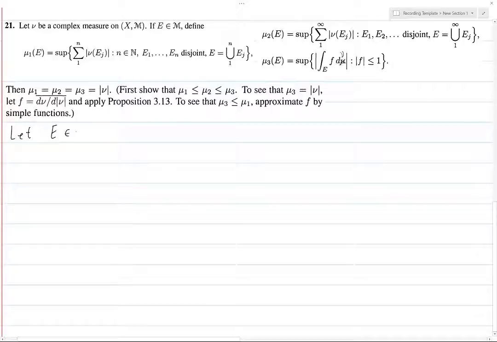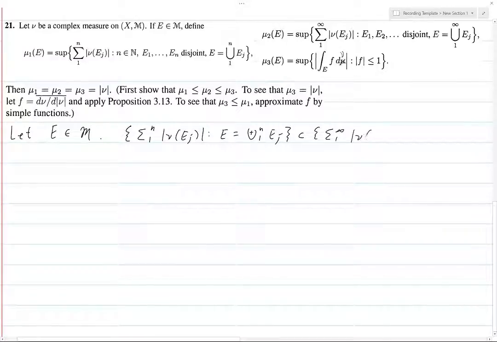So, let E belong to script M. Then this set, the sum of nu of Ej, where E equals the disjoint union from 1 to n of Ej. Well, this is certainly a subset of the sum from 1 to infinity of nu of Ej, because, well, if you allow, yeah, it's obvious. This one we go to infinity, and here we just go up to a finite number.